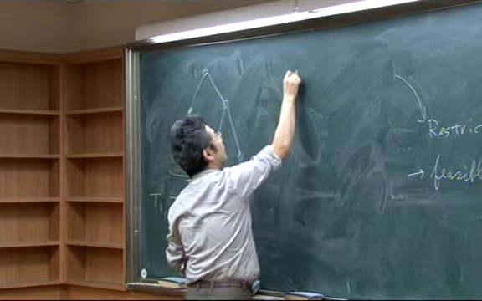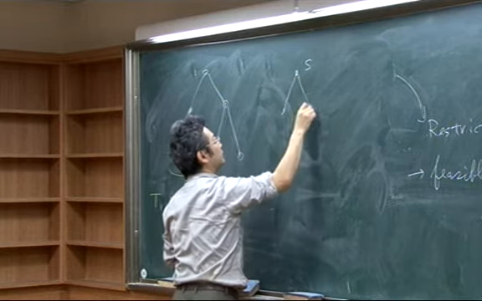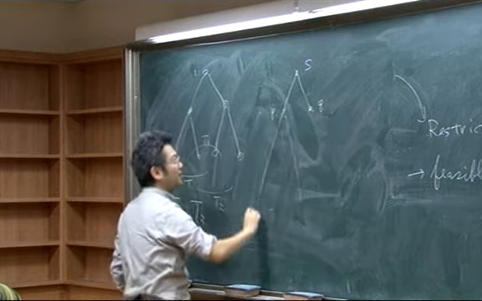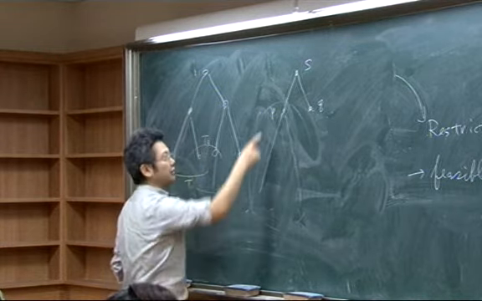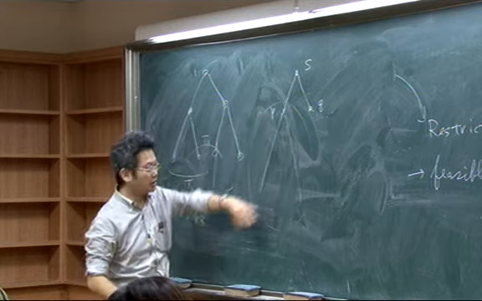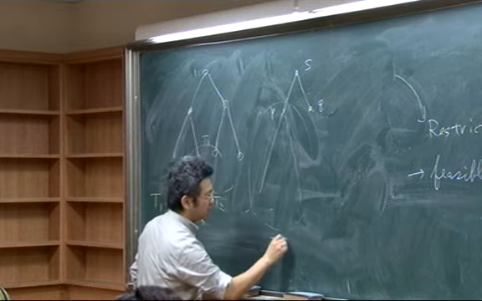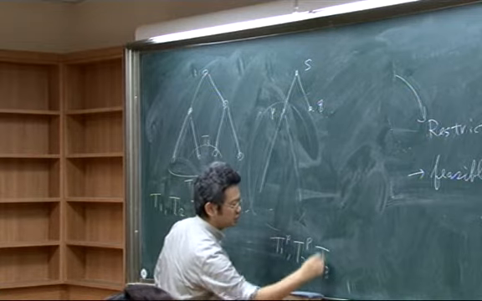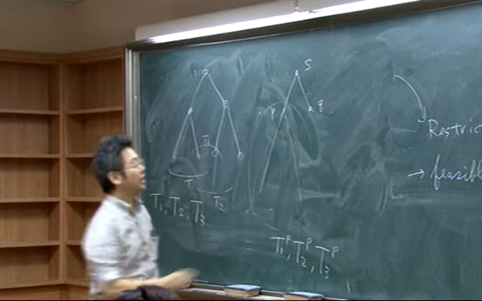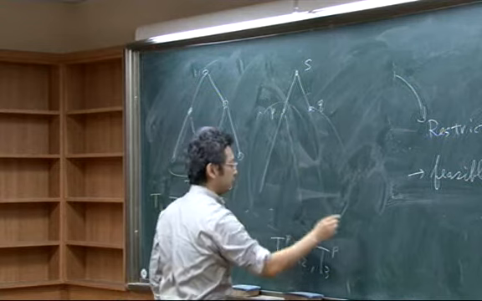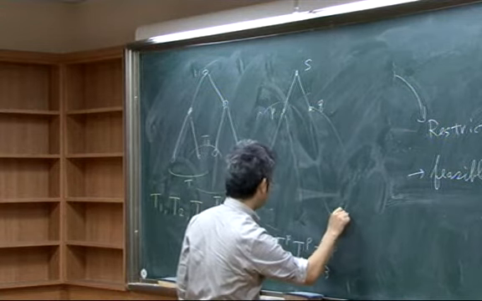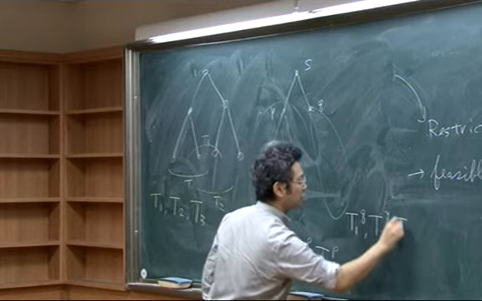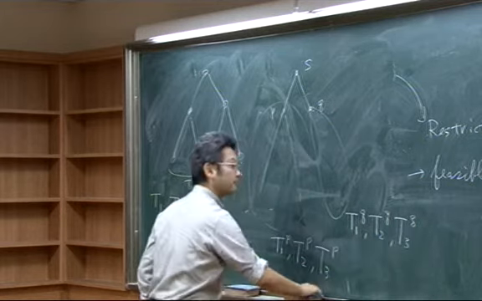Suppose I have S and P and Q. In the subtree below P, suppose we have T1P, T2P and T3P. And below Q, I have T1Q, T2Q and T3Q.